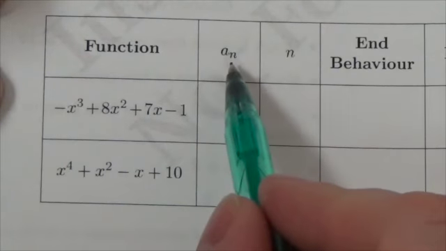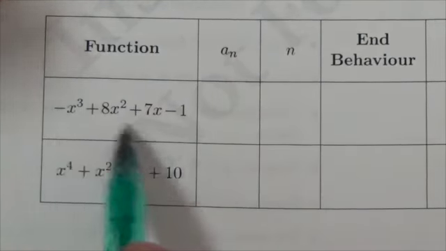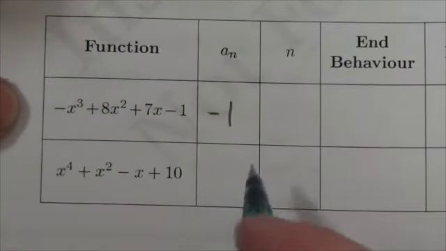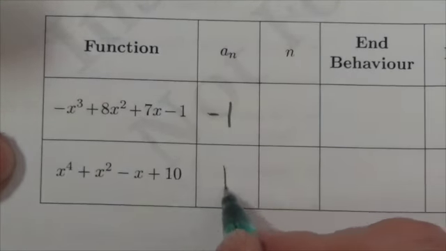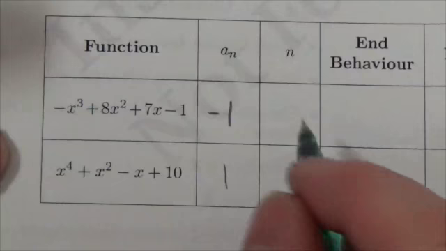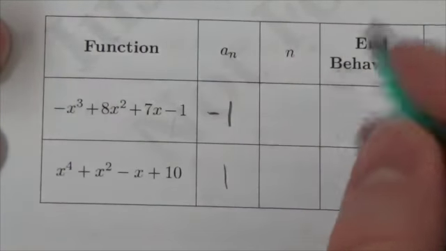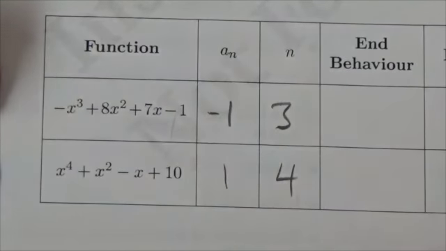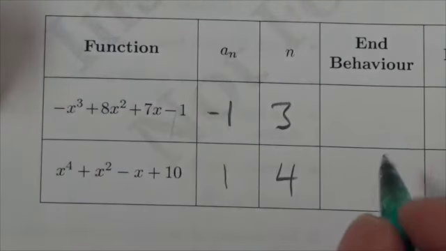Remember, the leading coefficient is the coefficient in front of the term with the highest degree. So in this case here, the highest degree term is the x cubed, and its coefficient is -1. And here the highest degree term is the x to the fourth, and its coefficient is +1. Now immediately, I really can't answer this one without understanding what n is, and in this case n is going to be equal to 3, in this case n is 4. Okay, so I've got an odd and an even here, a cubic and a quartic.